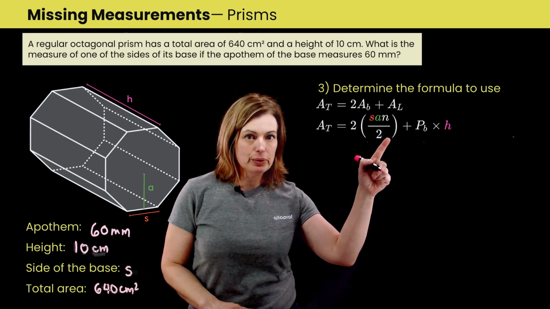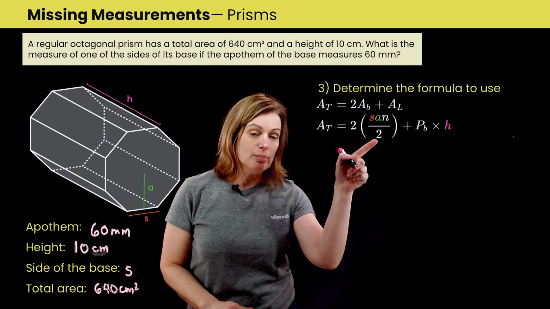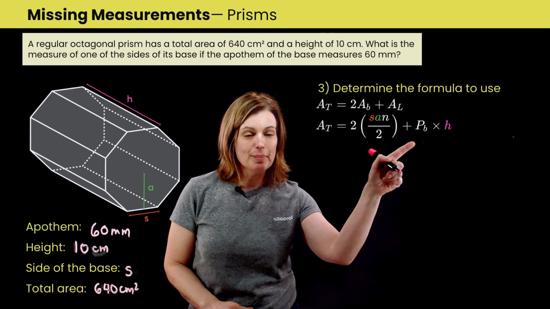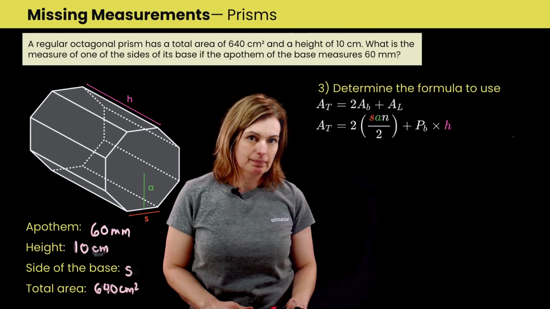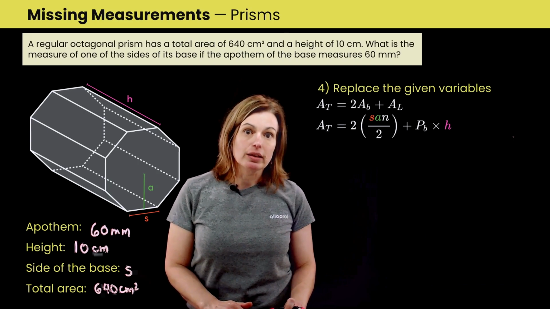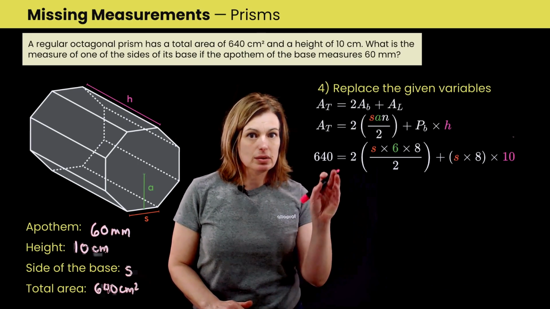So instead of the area of the base, I'm going to plug in the formula for a regular polygon here. And then I've got the perimeter of the base, and I'm going to multiply that by height. So now I just need to replace the given values. And of course, we were given the total area, so I'm going to place that over here.